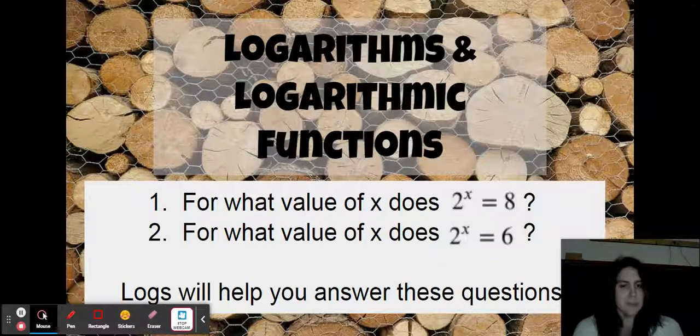But if I asked you, what does 2 to the x equals 6, what is the x value? Now you might not know. And there's no reason for you to really know because 2 to no whole number value is going to get you 6. However, you can have a decimal exponent or a fractional exponent. And we're going to learn to use these logs in order to help solve for these x's and to determine what are those values of those exponents that will help us simplify and solve these problems.